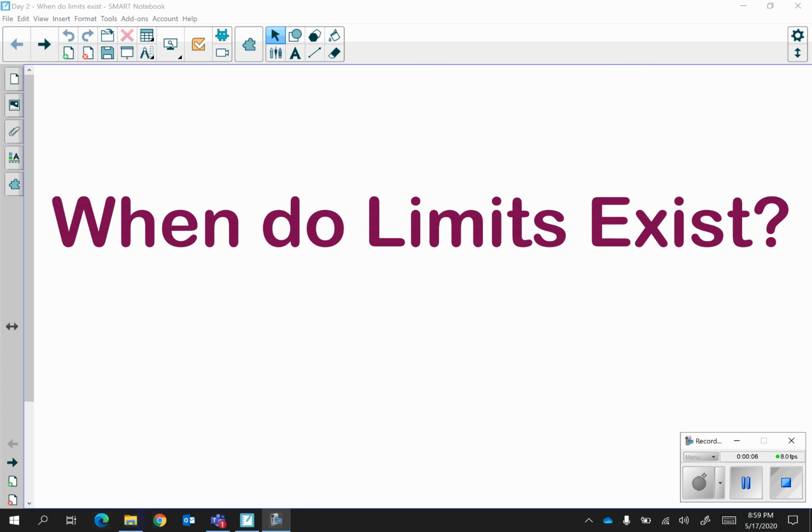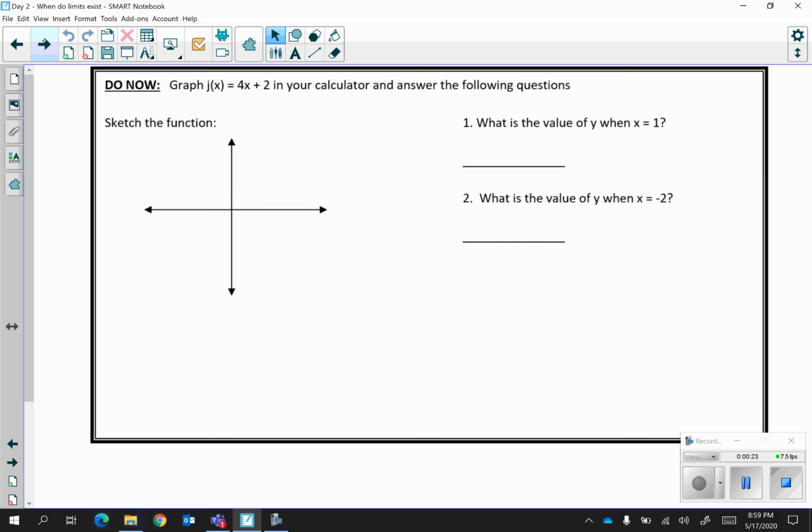So in the last video, we explained that a limit was a value of a function that you reached at a certain point. In this video, we're going to explain that sometimes limits don't exist within functions. So take a minute to work on the do now, and then restart this video when you're ready.